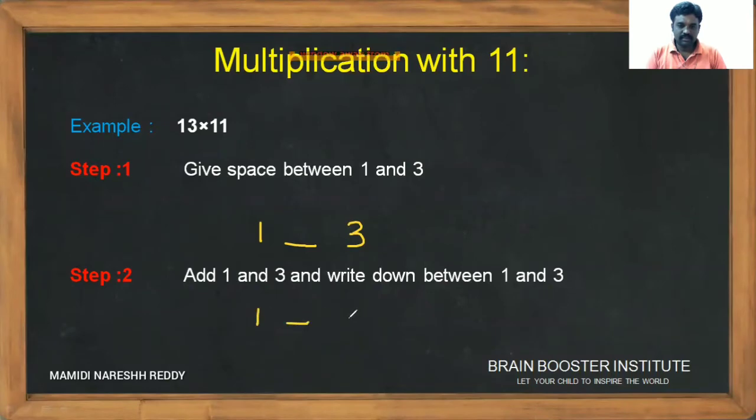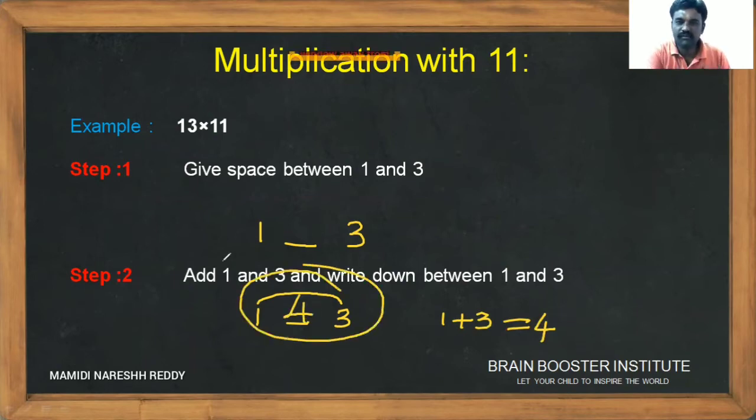So just once I'm writing here, the sum of 1 and 3, nothing but 1 plus 3, is equal to 4. Now what is the final answer? 143. That means 13 times 11 is 143. Very simple way. Like that, we can multiply in many problems.